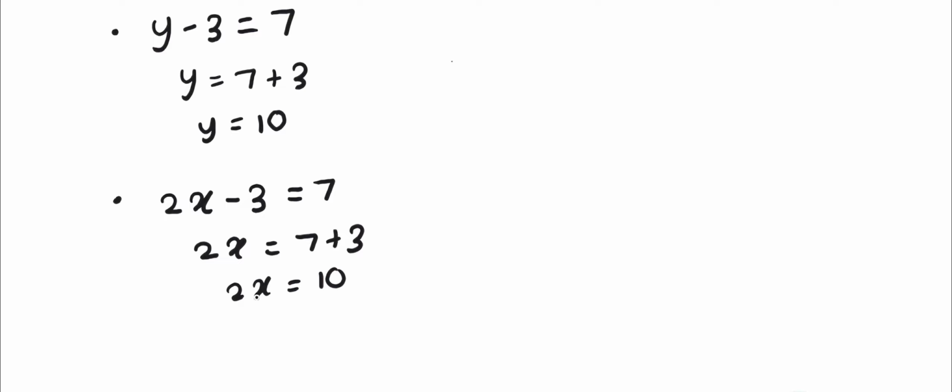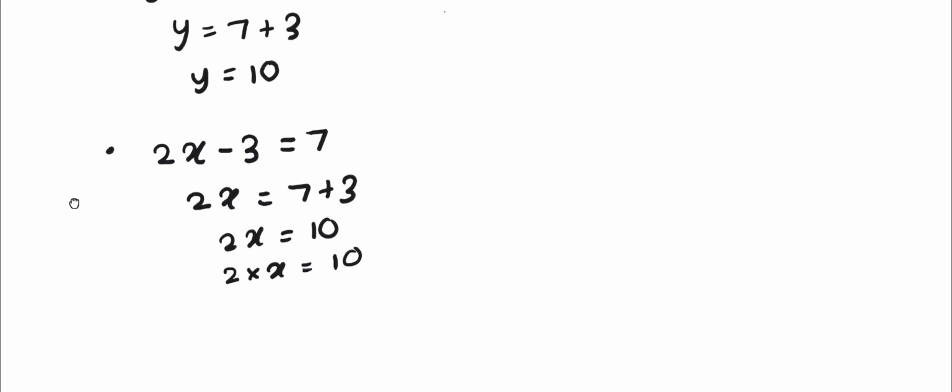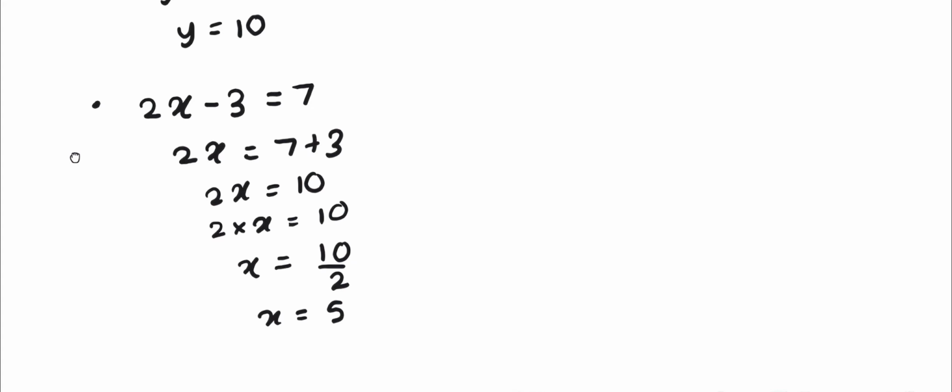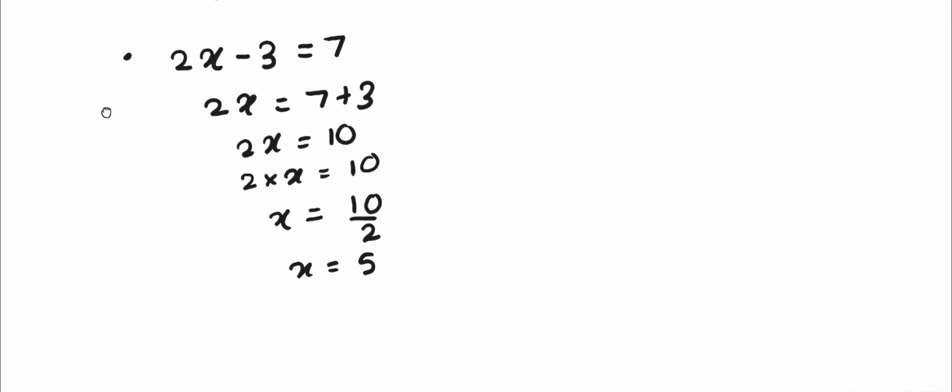Still x is not alone. Who is with x? 2 is with x, multiplied with x. What is the opposite operation of multiplication? It is division. So when the multiplication by 2 goes to the other side, it becomes 10 divided by 2. So x equals 5. You have to remember only one thing in this method: the operation gets opposite. So you have to remember it.